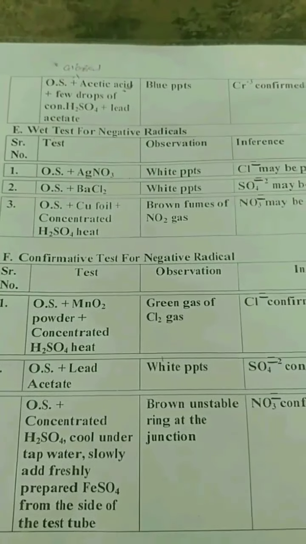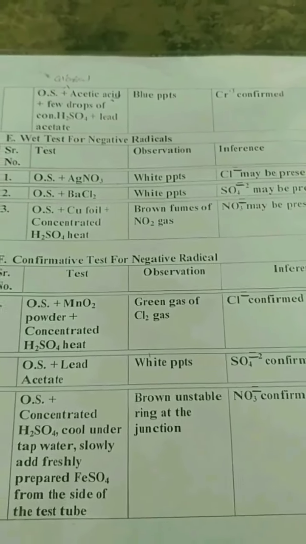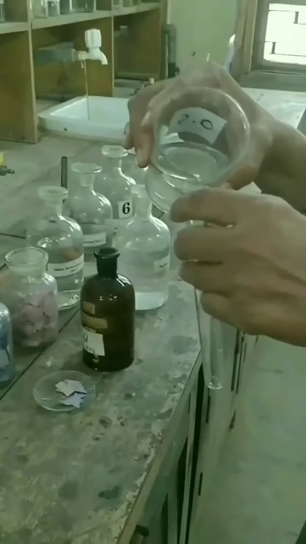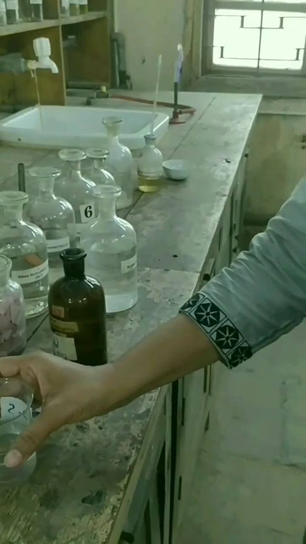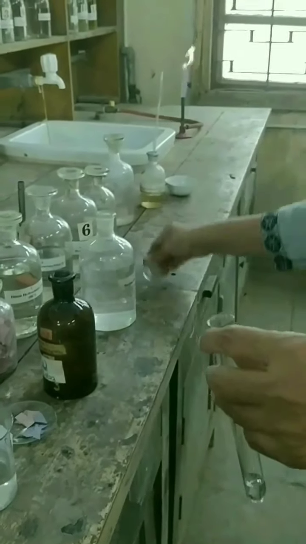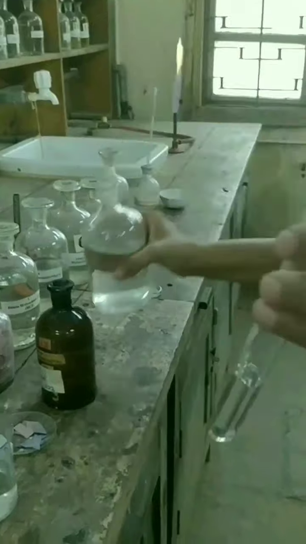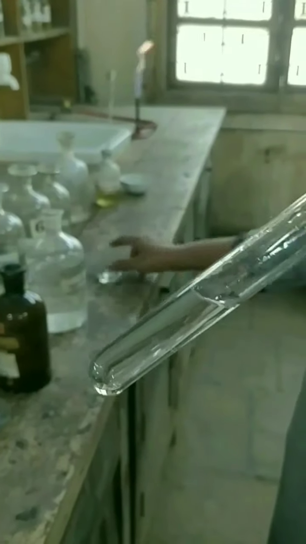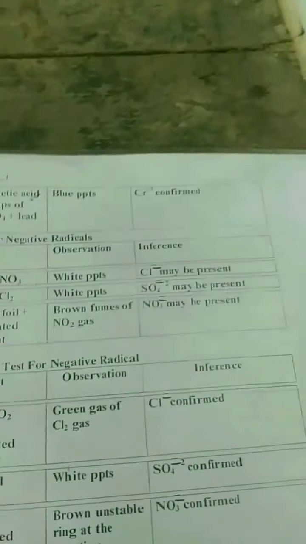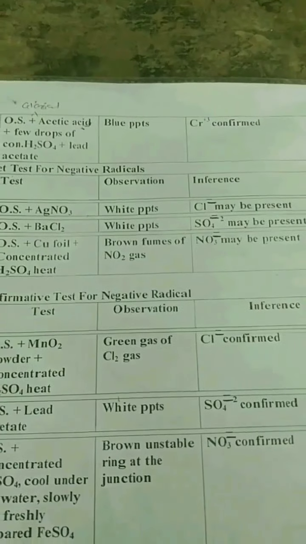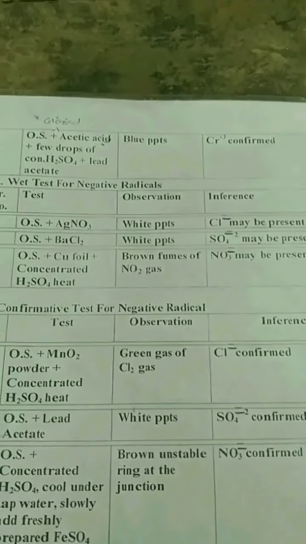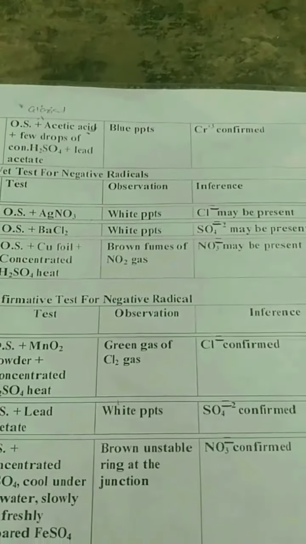Then we will do the test for sulfate. For this we will take OS in a test tube. Then we will add barium chloride to it. Here also you can see no precipitates. That means sulfate ion is absent. So in the observation you will write no white precipitates, SO4-2 absent.